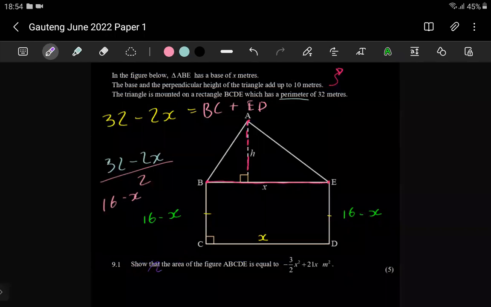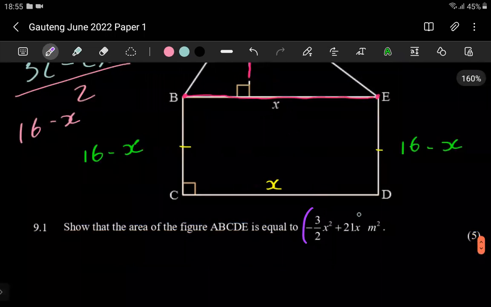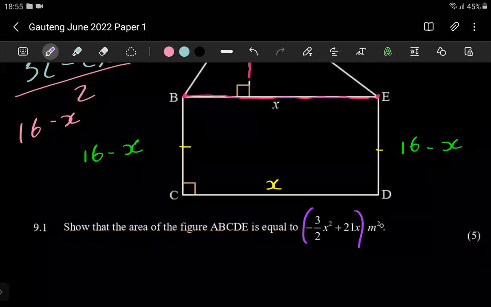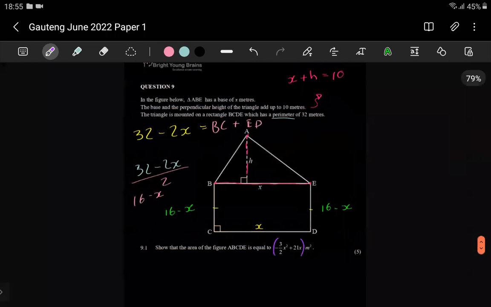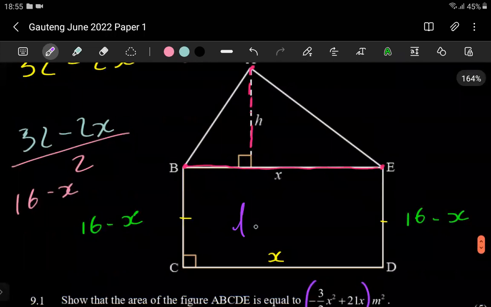Now, if you're going to read this question, show that the area of the figure A, B, C, D, E is equal to this expression. The one thing is that this entire value here is meters squared, right? Which is fine. But then in this entire value here, there is no other variable except for X. So already you want to know that the area of this shape is not going to be difficult to get. And you already saw that whatever we did here, we already know that the area of this shape here is just length times breadth.